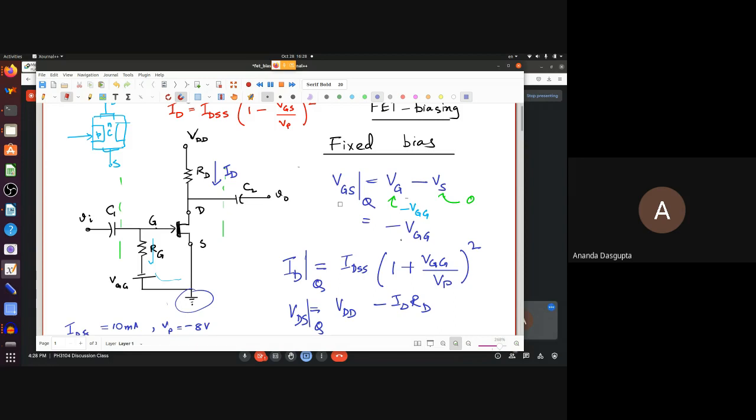I've already told you why you need the RG, but you should be able to explicitly tell me. Without the RG, what will happen? When you're considering AC, you're supposed to actually just worry about the AC part, right? It's the superposition principle which you're using here. For DC, you calculate using the DC part. For AC, you calculate only using the AC part. So in AC, what is VGG replaced by when you do AC analysis?